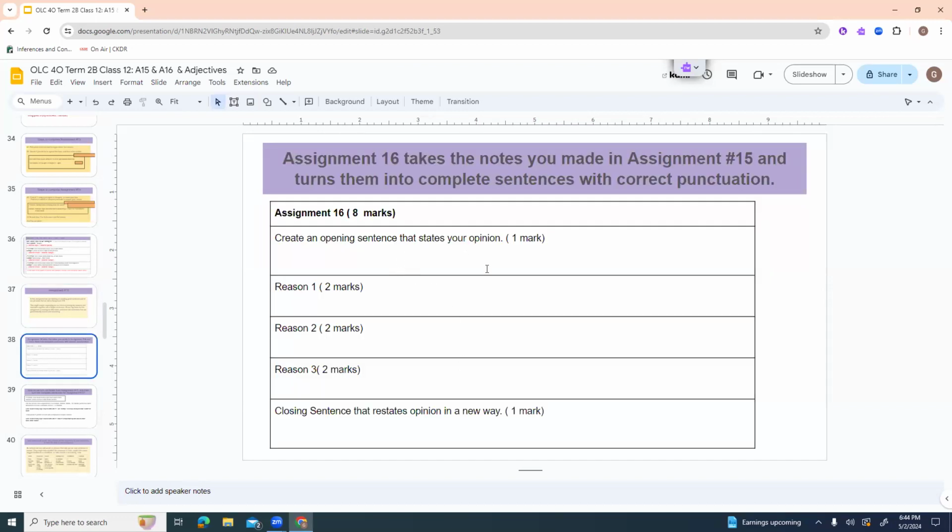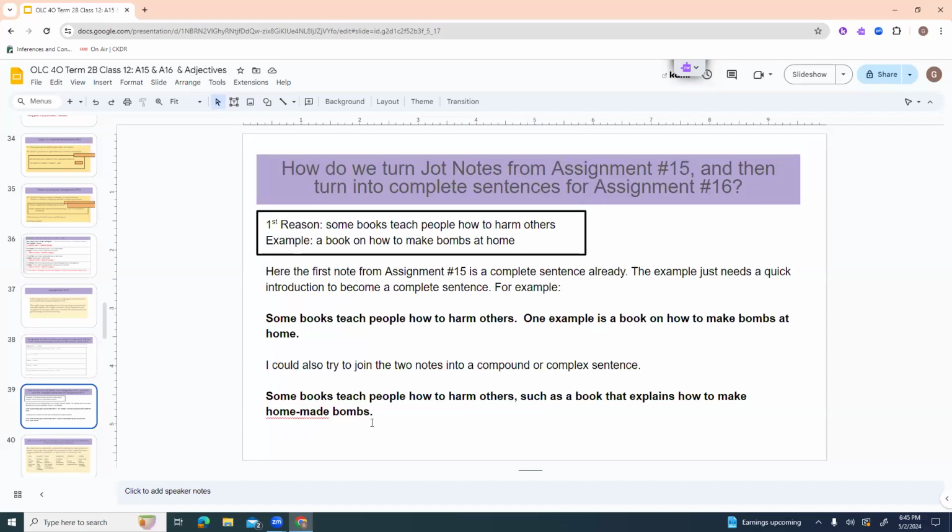So here is what it looks like, a bare outline, okay? You're going to create an opening sentence that states your opinion. Reason one. Now, reason one is also going to have your example included in there. Same thing for reason two, same thing for reason three, okay? And then the closing sentence is going to restate your opinion in a new way. That's a big part of paragraphing. We're still stating your opinion, but you're just thinking of a new way to say it, okay?